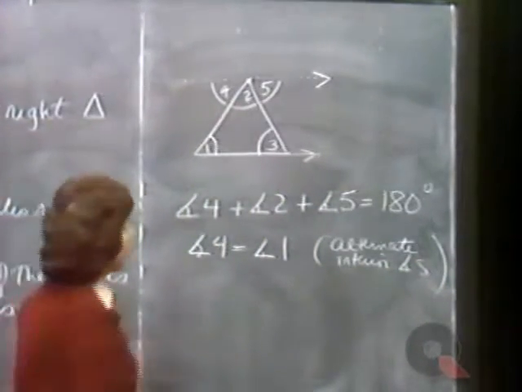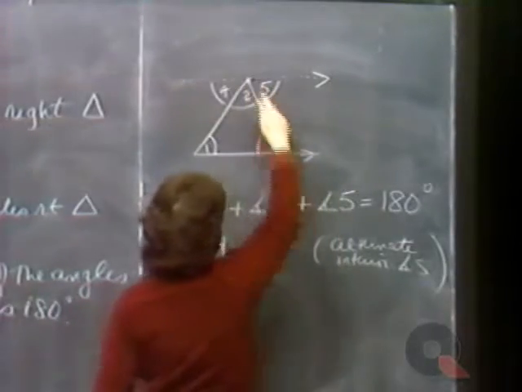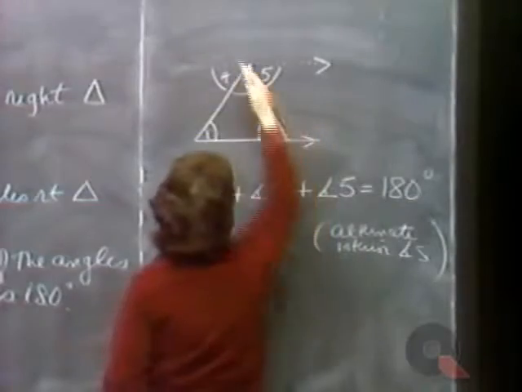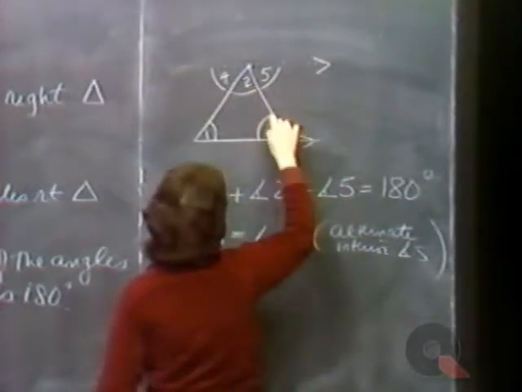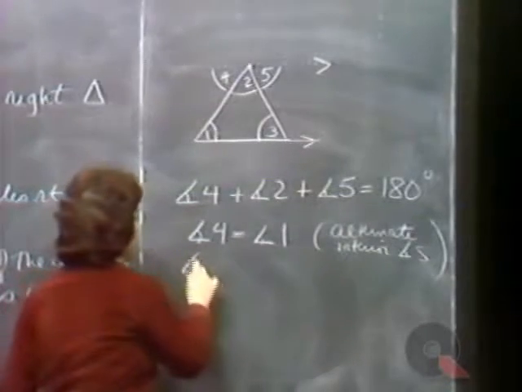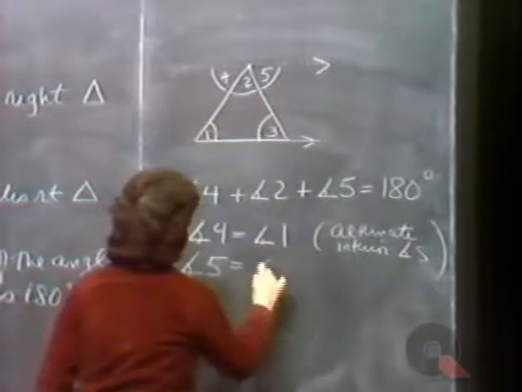Similarly, if you think of this side of the triangle as being a transversal for these parallel lines, then angles 5 and 3 are alternate interior angles. So angle 5 is equal to angle 3.